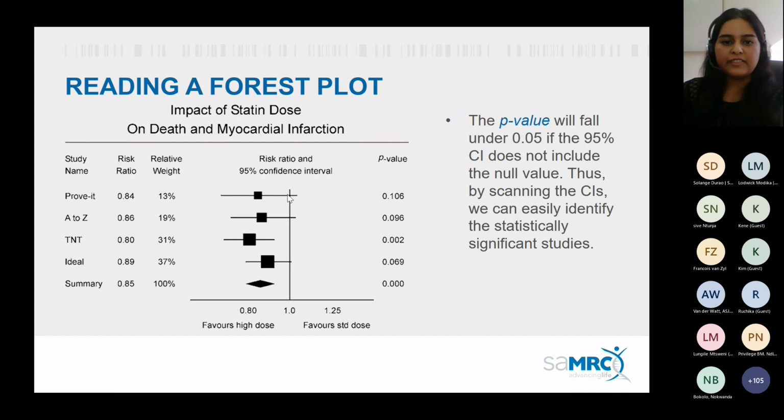The p-value will fall under 0.05 if the 95% confidence interval does not include the null value. So for a risk ratio, the null value is 1. And if we scan the confidence intervals, we can see which studies were statistically significant and which were not. Of the 4 studies, 3 of them include the null value. Only one does not. So that means TNT was a statistically significant study. And if we have a look at the p-value, this confirms it. The only statistically significant result was for TNT.